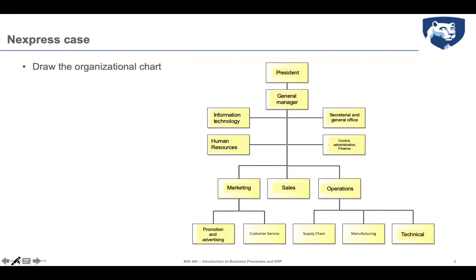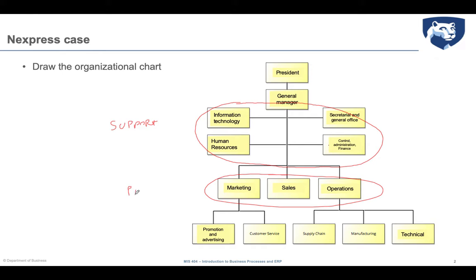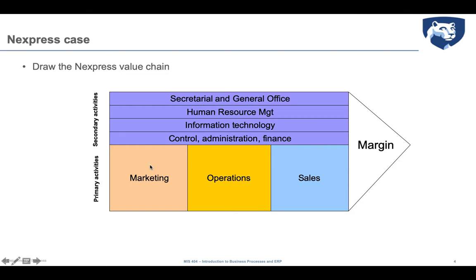Having drawn the organizational chart also gives you an idea of the company value chain, because, as I told you, everything that is in staff usually represents support processes, while everything that is in first line is primary processes. And that's what you see depicted here. So that's the Nexpress value chain, where you have the administrative processes like secretariat and general office, human resource management, information technology, control, administration and finance, which are secondary activities. And in the main value chain, the primary processes, you have marketing, operation and sales.